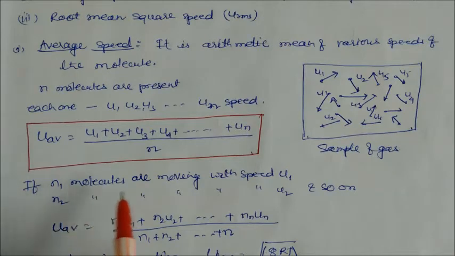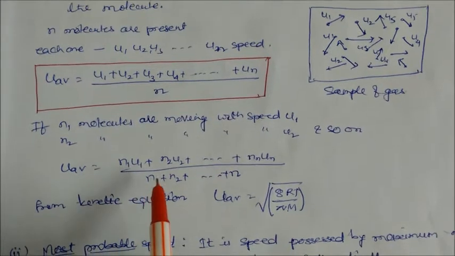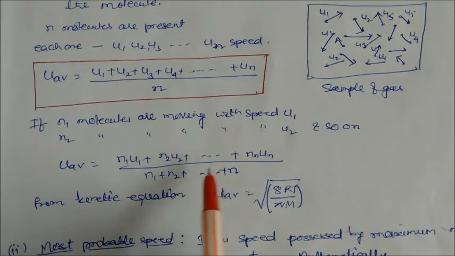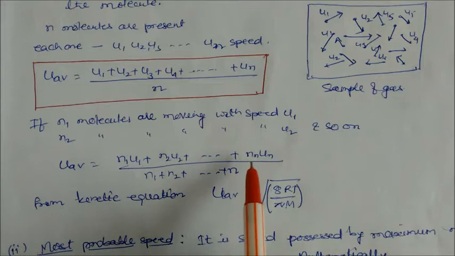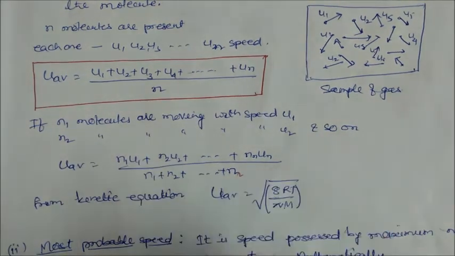If n1 molecules are moving with speed u1 and n2 molecules are moving with speed u2 and so on, then we can write u average equals n1 into u1 plus n2 into u2 and so on, divided by n1 plus n2 and so on, that is, the total number of molecules n.